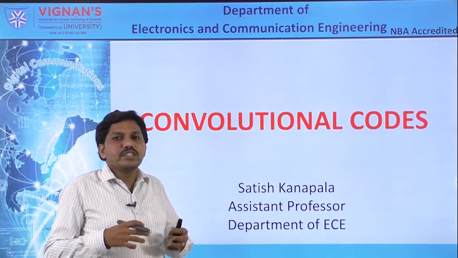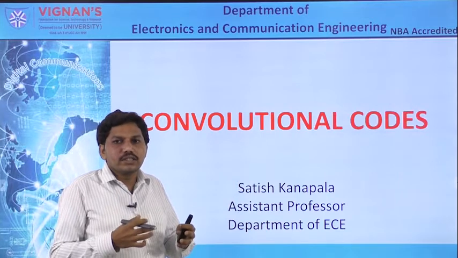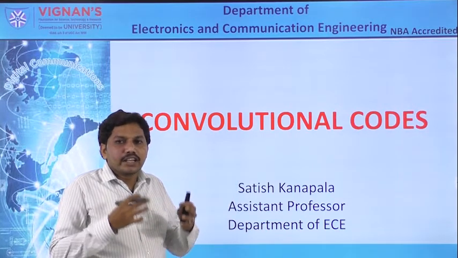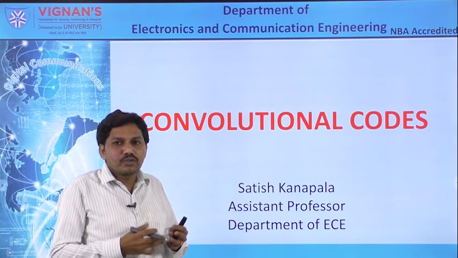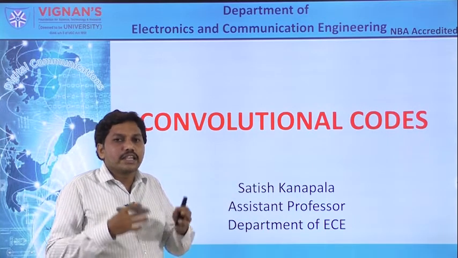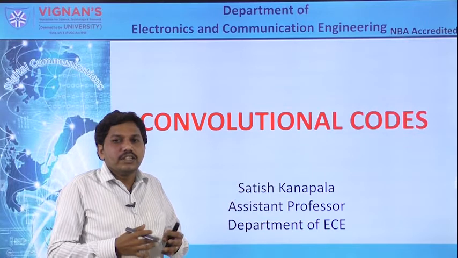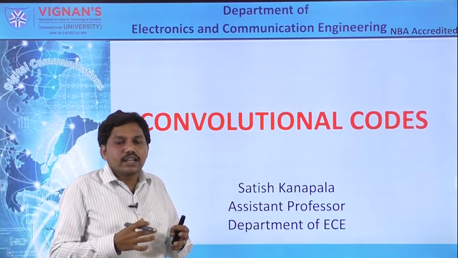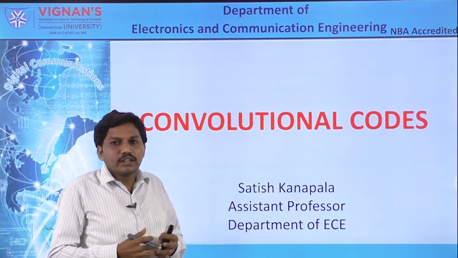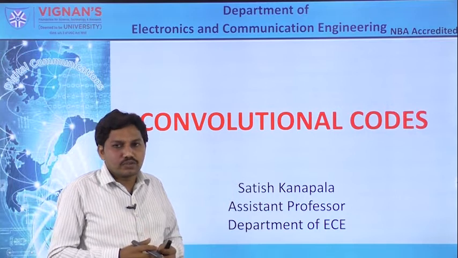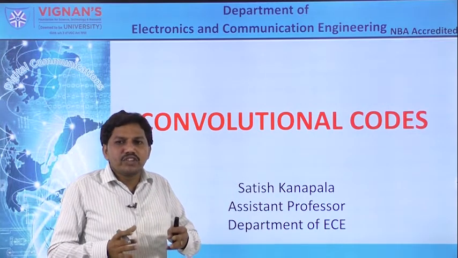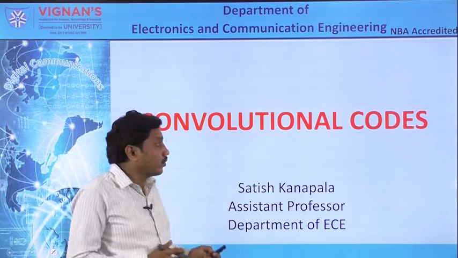In the previous two lectures, we discussed error control coding techniques. The first one is linear block codes and cyclic codes. So in this session, we will discuss another error control coding technique, that is convolutional codes. So what is the major difference between block codes and convolutional codes?